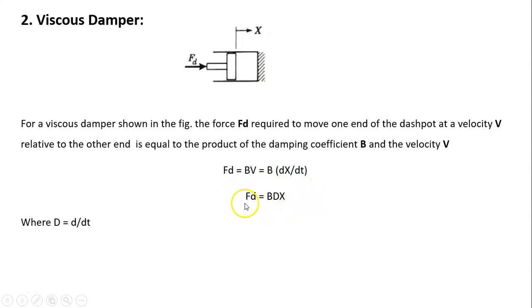Therefore, you can write this equation, that is FD is equal to B Dx, in terms of block diagram. Before seeing the block diagram, this equation FD is equal to B Dx, you can write like this: x is equal to FD upon BD. Therefore, this is the block diagram of this equation. How to read this block diagram? FD into 1 upon BD is equal to x.